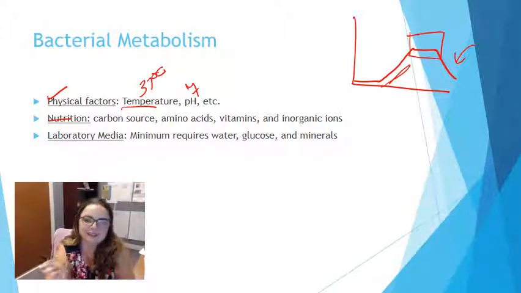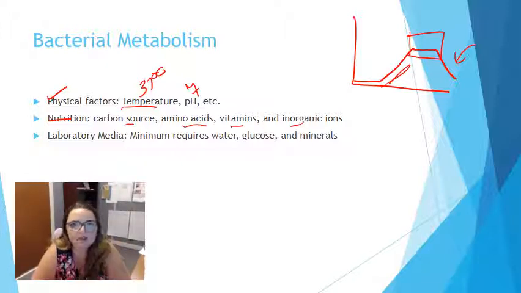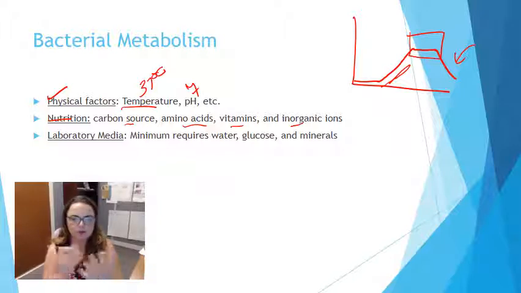Nutrition: they've got to eat something. So you need carbon sources, amino acids, vitamins, inorganic ions. Most bacteria require a water-rich environment with these preformed organic compounds for energy and a carbon source. They're going to require amino acids, purines, pyrimidines, vitamins, but the amount is going to vary from organism to organism.